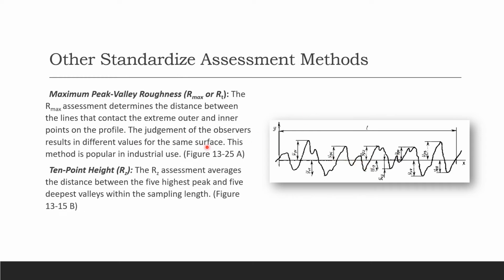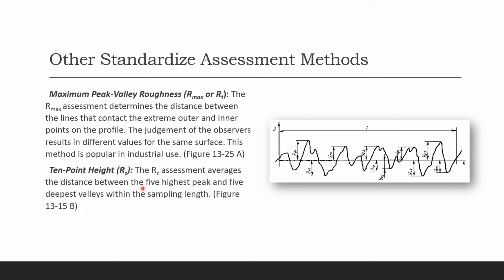Alright, so the judgment of the observers results in different values for the same surface. So this method is popular in industrial use. We use it because it's easier for us to use. In industry, we want to cut time, so we always use something that is going to give us results right away. And we can use RMAX.